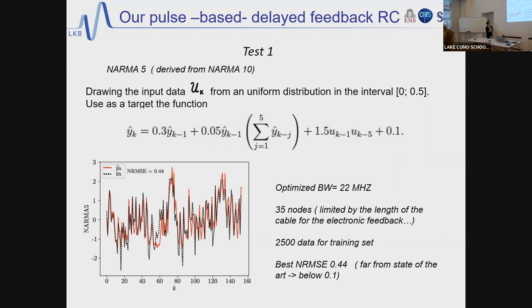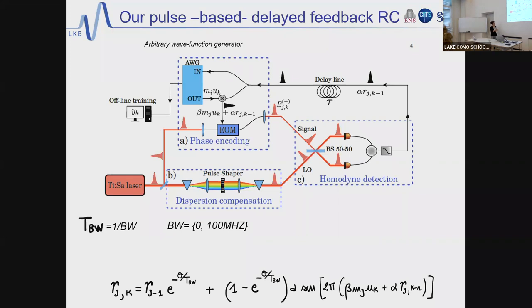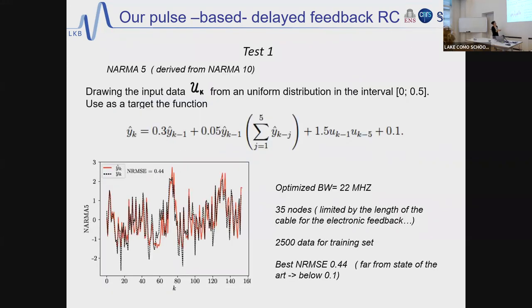What we did is to optimize, for example, the bandwidth. We have a maximal bandwidth of our detector, which is 100 megahertz, but in principle we can reduce it by putting filters. The optimized one for getting the best reservoir computing, just to give you the idea, is that by changing the bandwidth, we are intrinsically changing the strength of the link between the different nodes. We have one that is optimized around 22 megahertz. We did a very limited reservoir, which is 35 nodes.